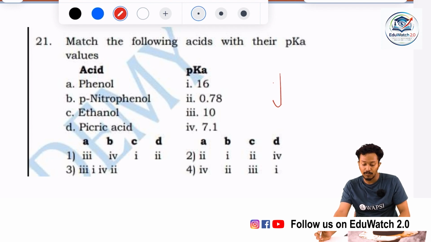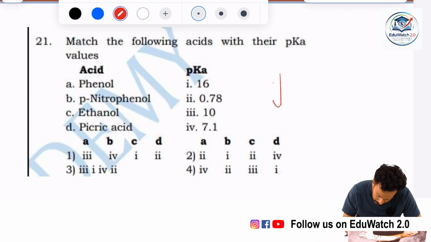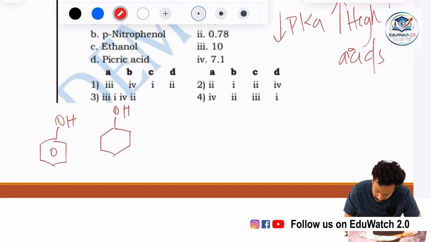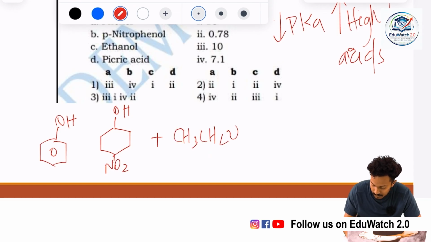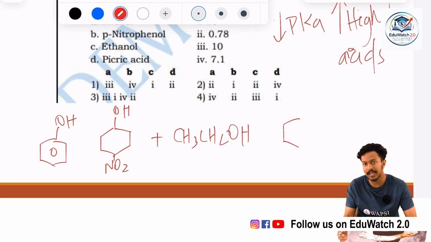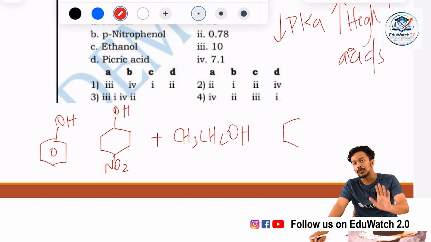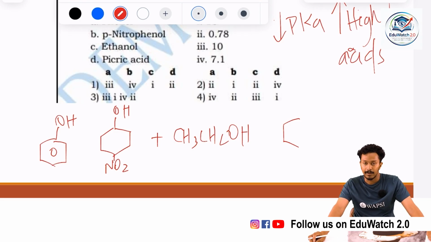Here there are 4 options: phenol, para-nitrophenol, and ethanol, and picric acid. What do you mean by picric acid? It is a common name for 2,4,6-trinitrophenol. You have to be familiar with the concept of picric acid and other terms in order to complete this question.